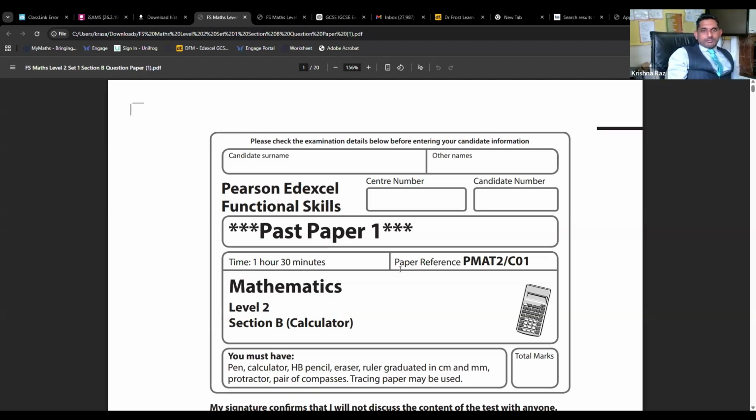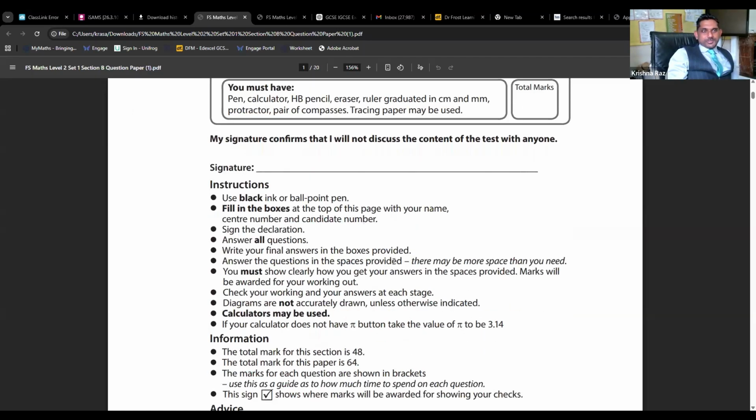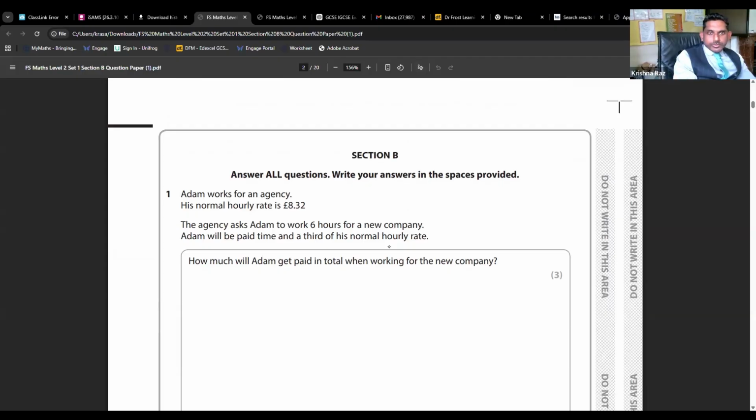Hey guys, so we're looking at a run through on the paper two functional skills. So for this one, we have £8. So time and a half would be that on your calculator. So if you type that in, you get 8.32 times 1 1/3.